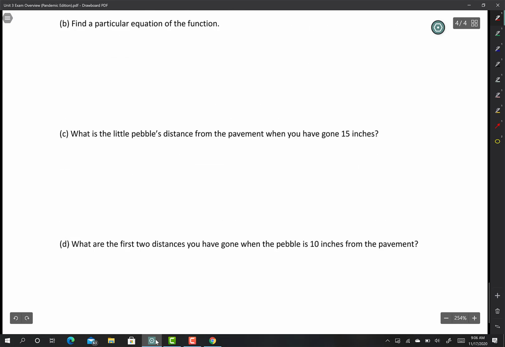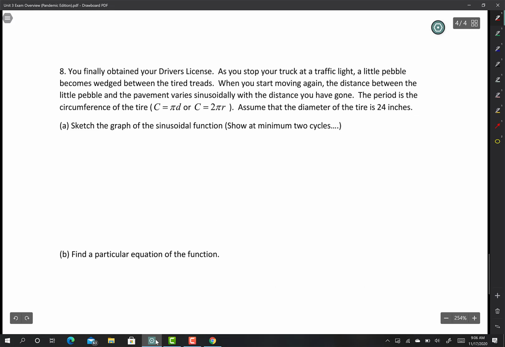And then finally, the last question here. Let's see what it says. You finally obtain your driver's license. Hey, congratulations. As you stop your car at a traffic light, a little pebble becomes wedged between the tire threads. When you start moving again, the distance between the little pebble and the pavement varies sinusoidally with the distance you have gone. Okay, it makes sense. The period is the circumference of the tire.